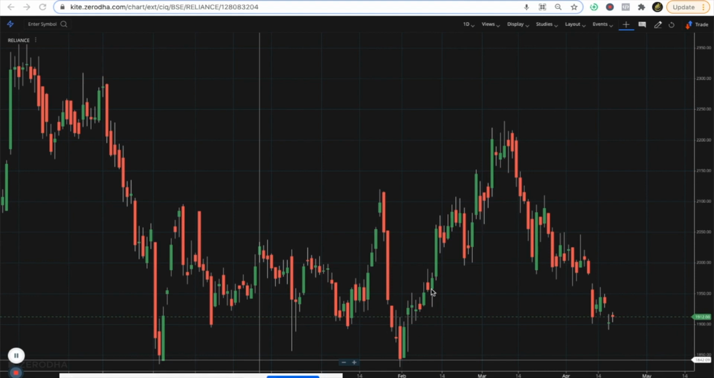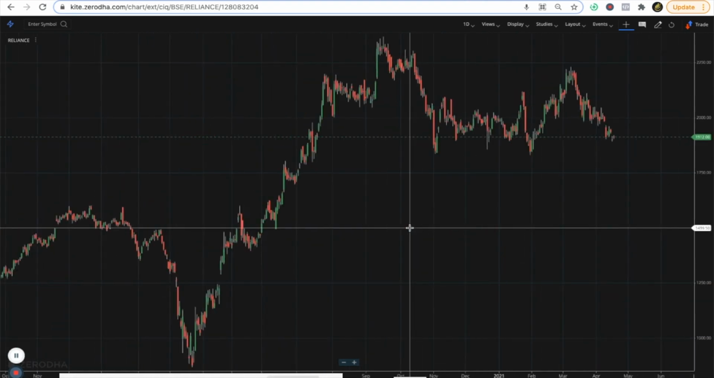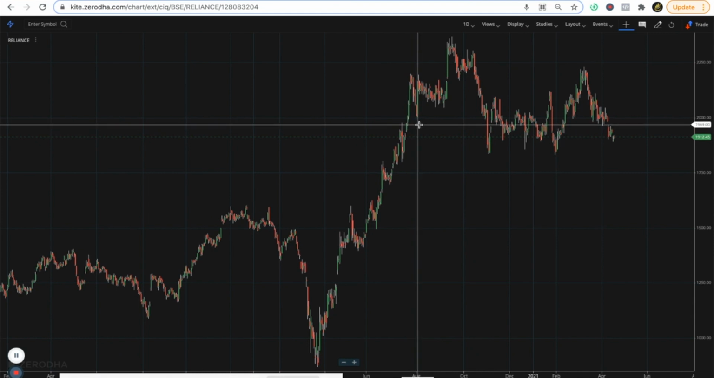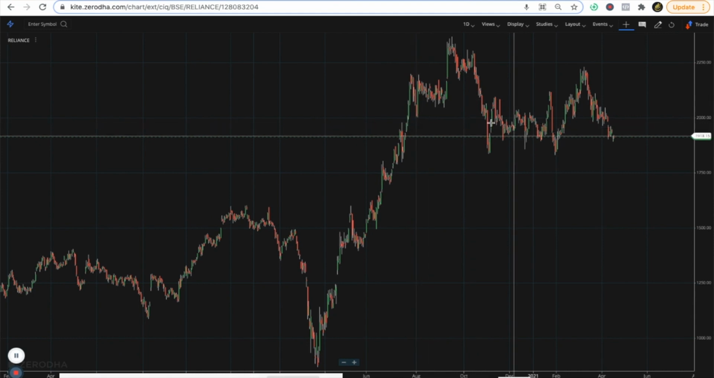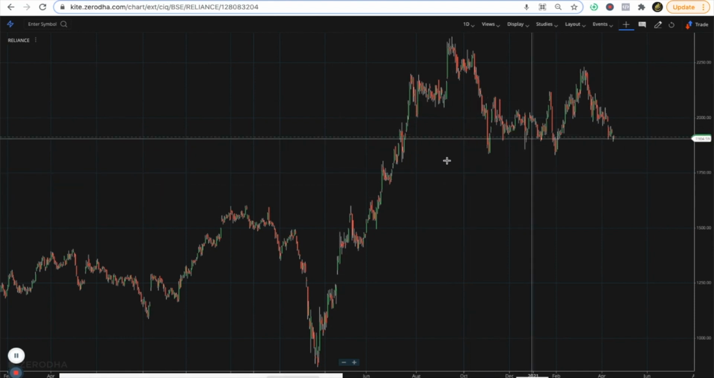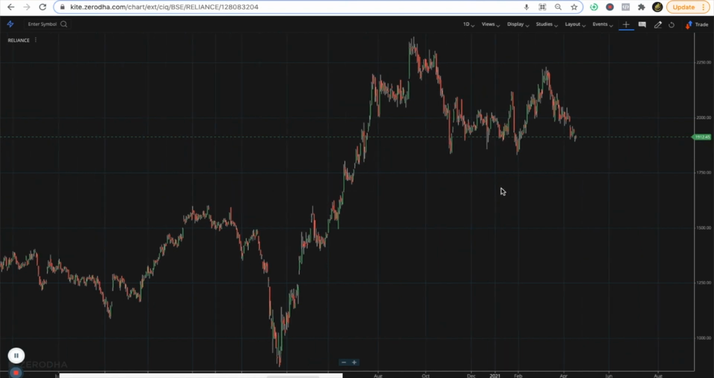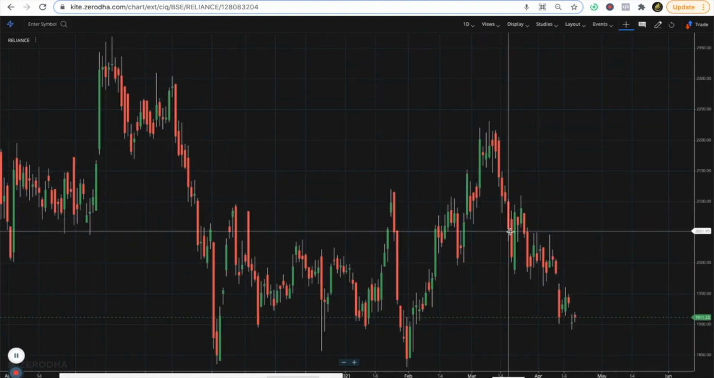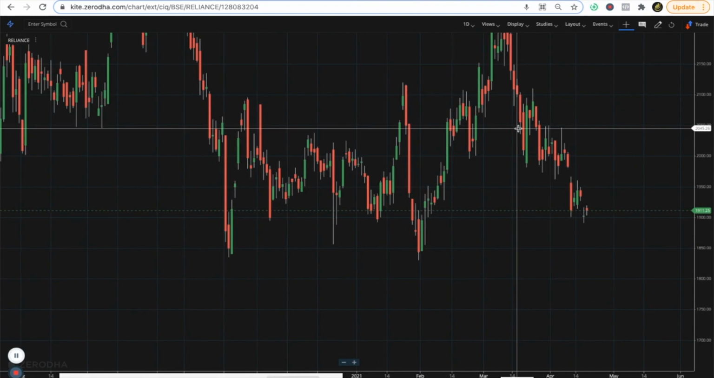But if I check out the entire thing, if I have a look at Reliance, from almost last November onwards, it's kind of staying confined within a range. That is from November 2020 onwards, Reliance is not moving anywhere. It's staying pretty much confined within this range.